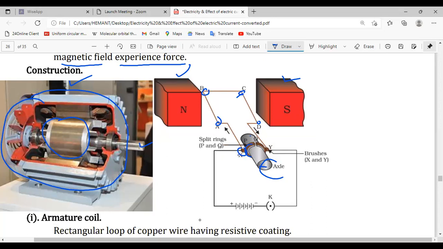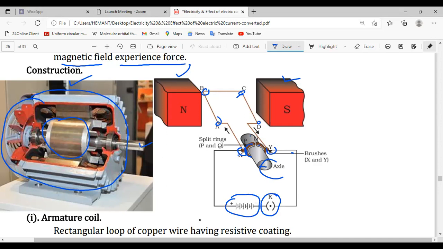On the other side we have the same structure, the split ring and carbon brushes. We have connected these carbon brushes to the external source of electricity, and we have used a switch also in order to switch on and switch off the current in the circuit. So this is the construction of the electric motor.